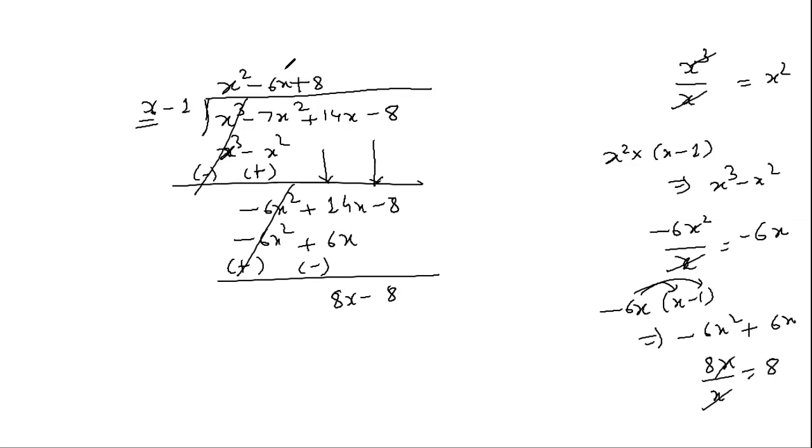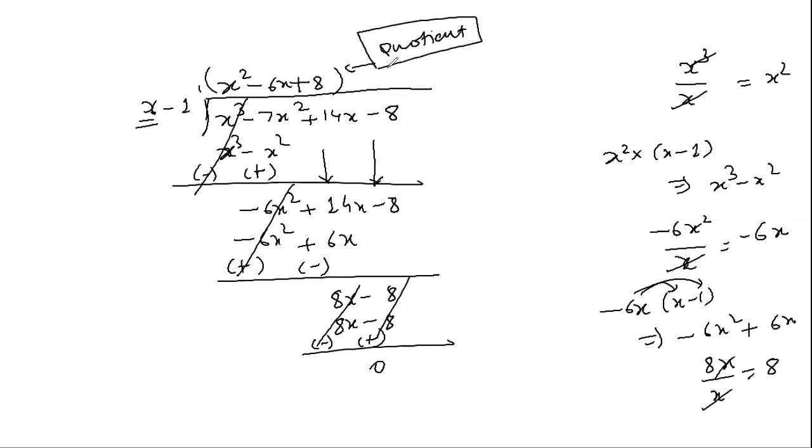And when you multiply this 8 with x minus 1, you'll get 8x minus 8. Right? And just change the signs. Once you change the sign, you'll get answer as 0. So this is your complete factorization of x cube minus 7x squared plus 14x minus 8. Okay. Now this is your quotient. So what we need to do is this quotient we need to factorize and get two roots from this.